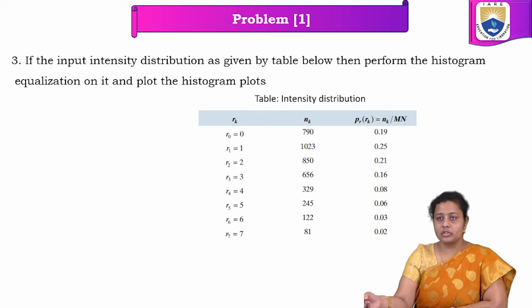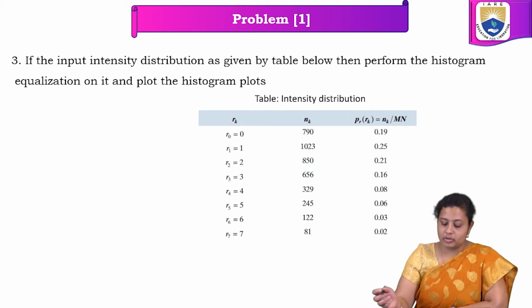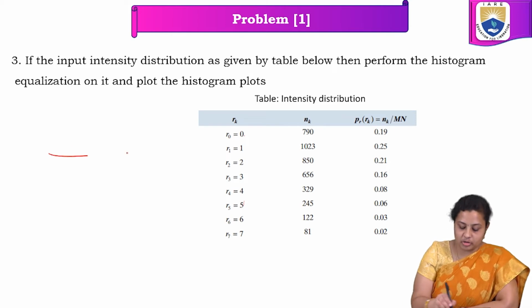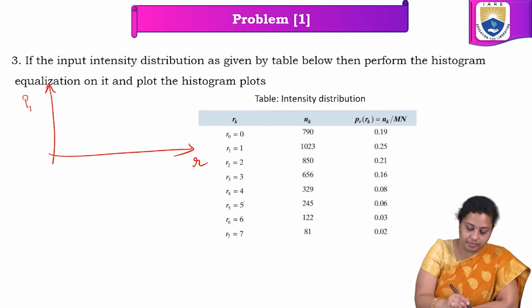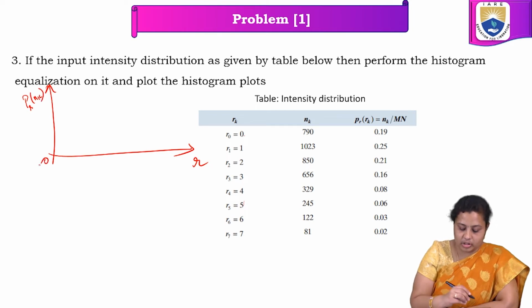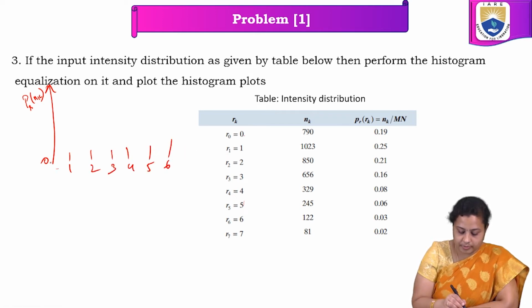Similarly, we have this problem here. Here, if we consider directly, we have been given the intensity distributions 0, 1, 2, 3, 4, 5, 6, and the nk values are given, which have the probabilities of 0 point. So directly, if we are plotting the histogram, how do we do it here? R is on the x-axis, and I'm taking the probability on my y-axis. So this is 0, 1, 2, 3, 4, 5, 6, 7. So this is my 7.